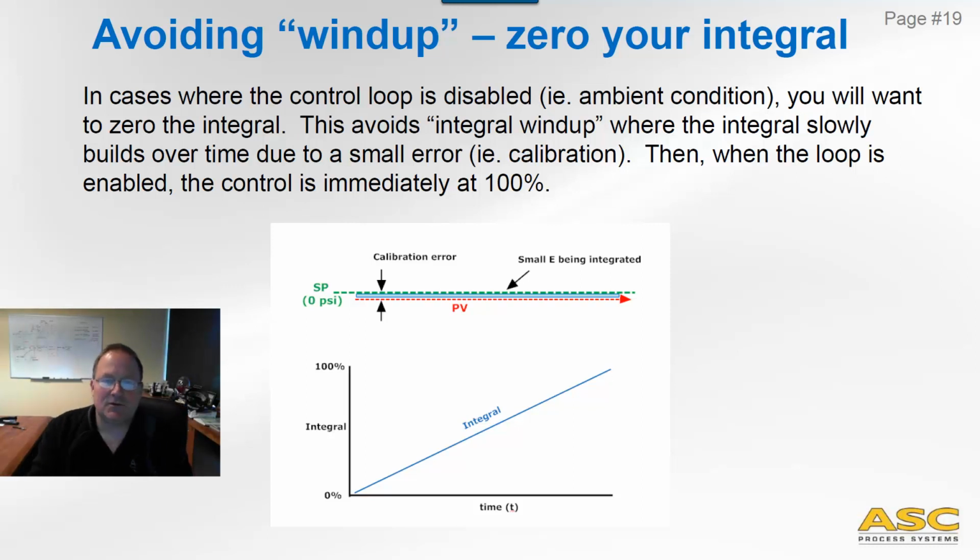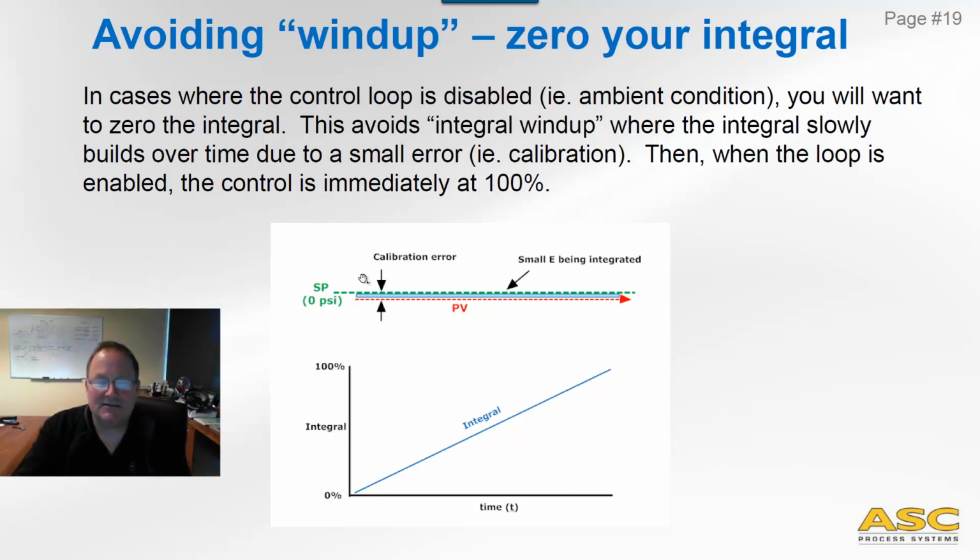So in cases where the control loop is disabled, for instance, when you're at ambient conditions and the autoclave door is open, we don't want to be heating, right? So the actual control loop, the PID, is still running, but I can't really do anything with that output value.